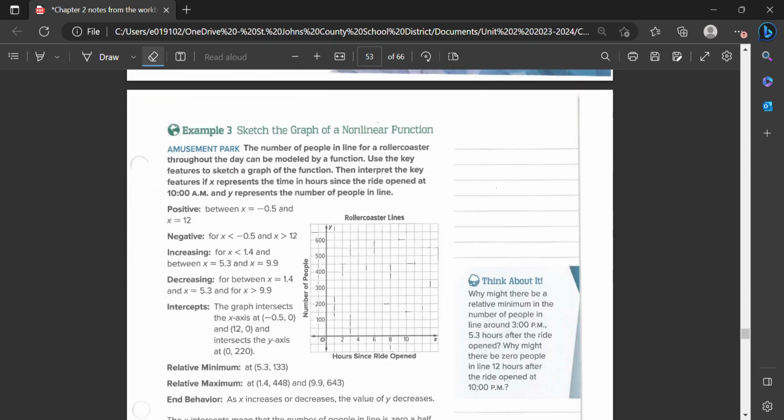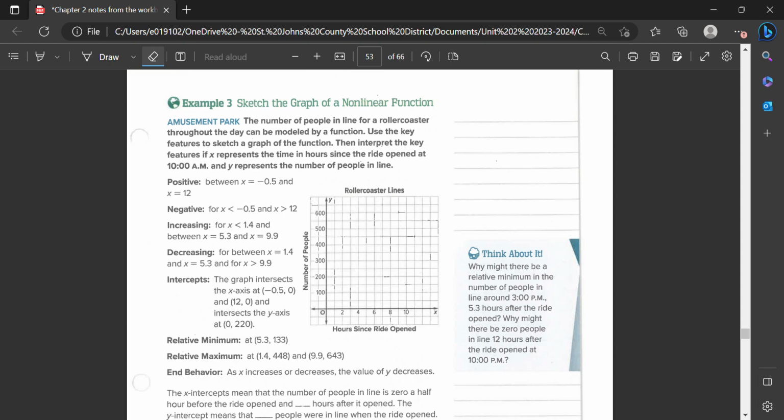On to example 3. The number of people in line for roller coasters throughout the day can be modeled by a function. Use the key features to sketch the graph of a function, then interpret the key features.